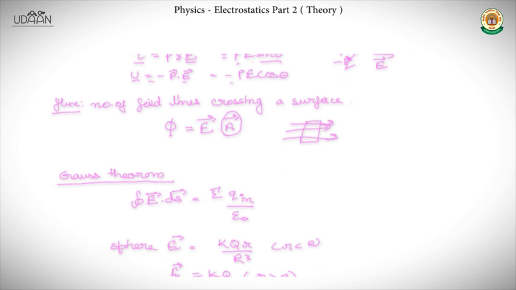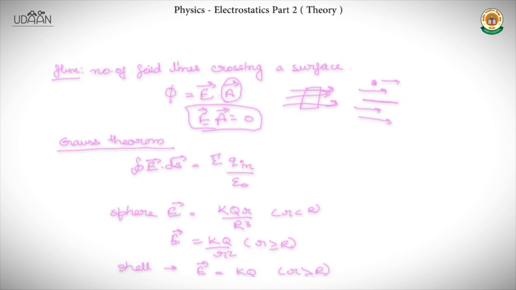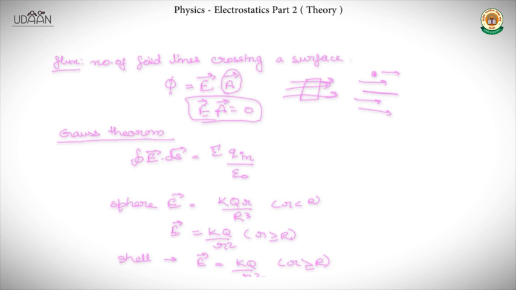So if there is a surface like this placed in electric fields which are parallel to the surface, then E dot A will become 0, because A is perpendicular to the surface and E is along the surface, so E dot A will be equal to 0. Cos theta is equal to 0.